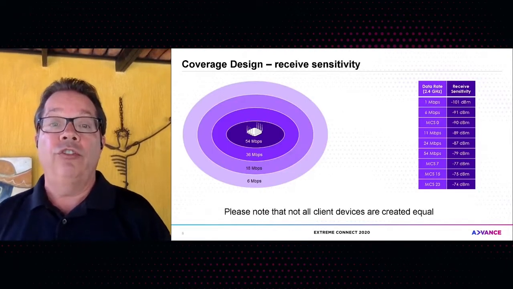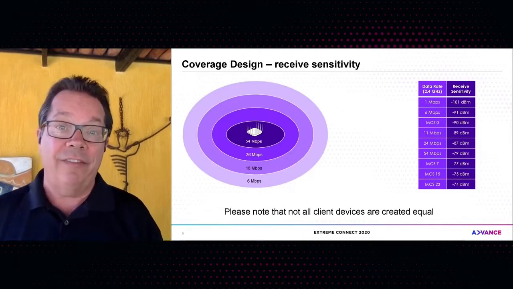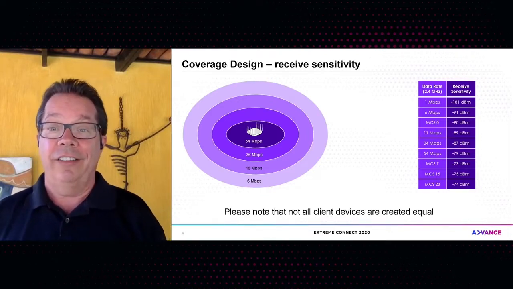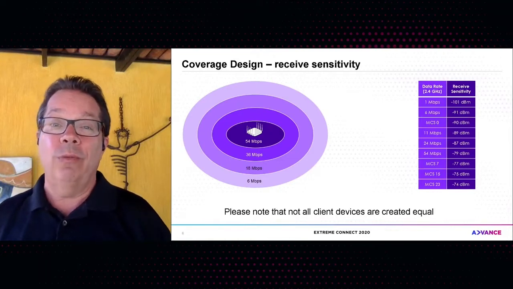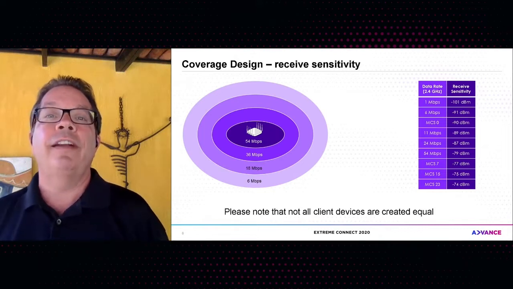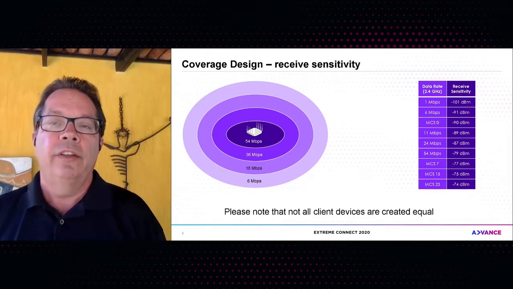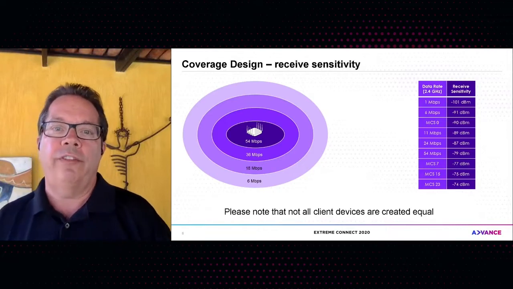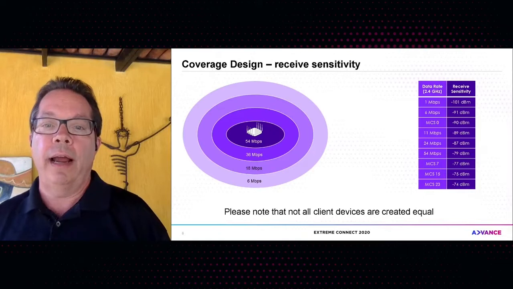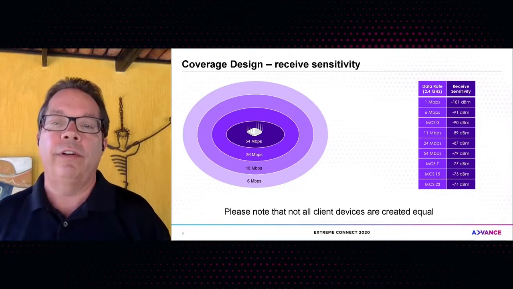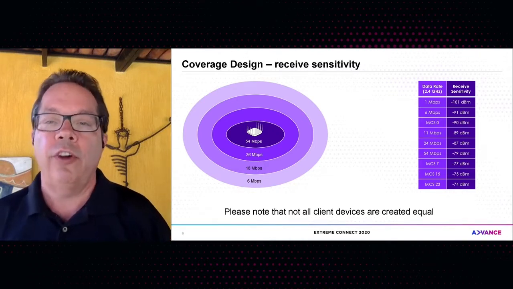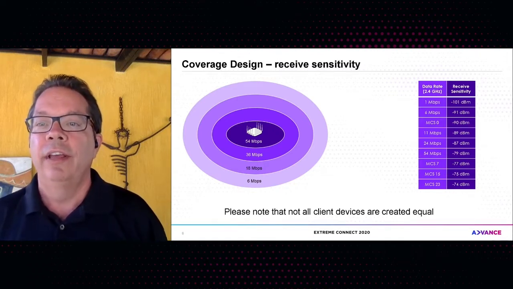Now, one thing you should know that makes this kind of tougher because you're designing from the client's perspective is that not all clients are created equal and they all don't actually perceive an RF signal the same way. They have different levels of receive sensitivity. So not only are there older clients that can only transmit at low data rates as opposed to the newer clients that can transmit at higher data rates, all clients have different receive sensitivity capabilities. And those receive sensitivity capabilities are in turn mapped to data rates.